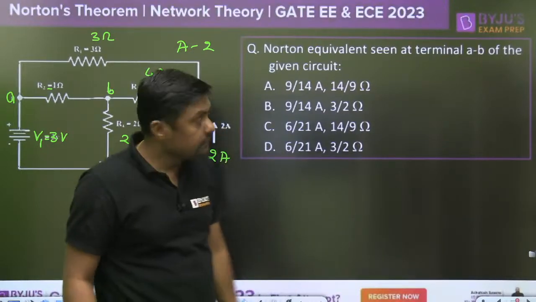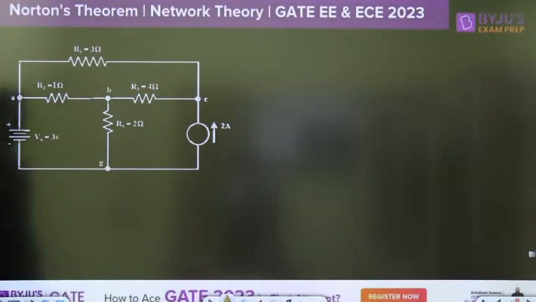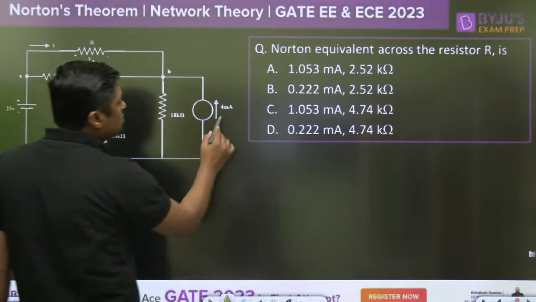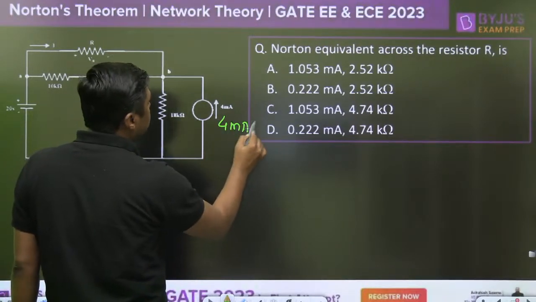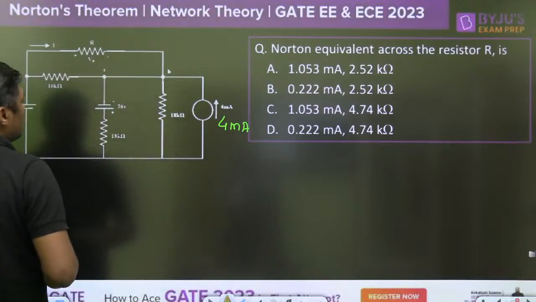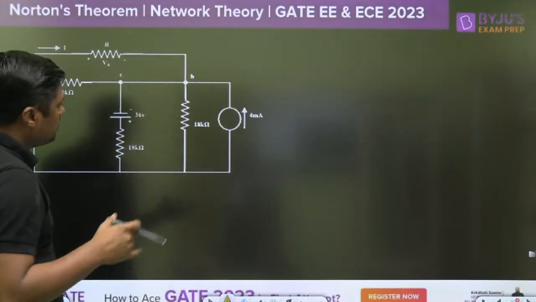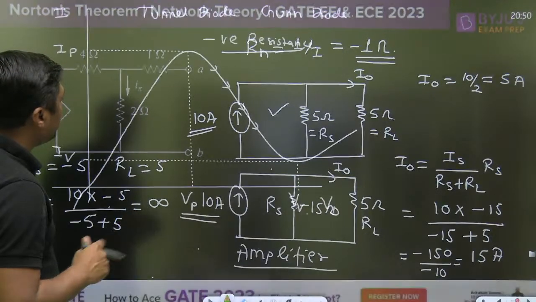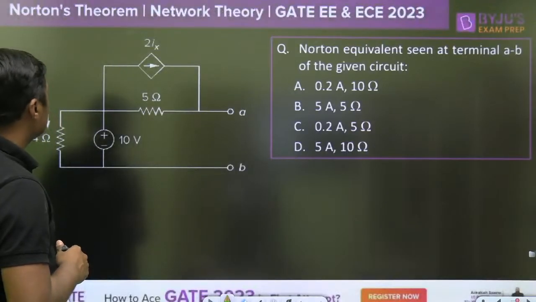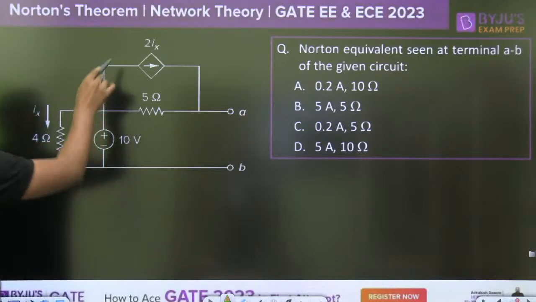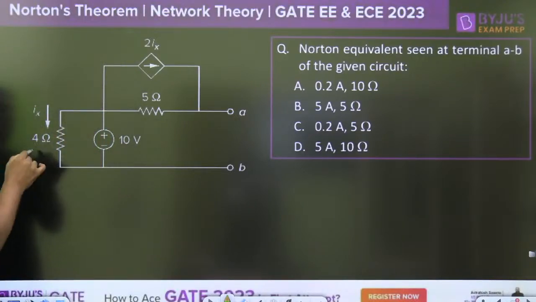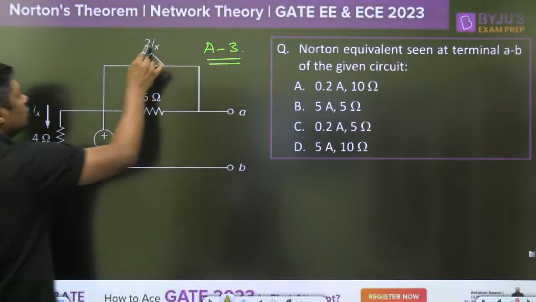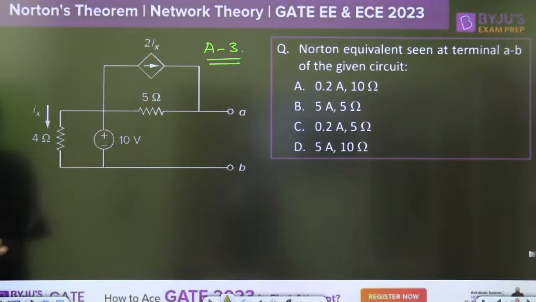Next one. Assignment number 3. That current source is given as 4 milliampere. Simply leave it. I will upload this question on my Telegram channel. This is a very important question on dependent source: 2ix, 4ix. This is the assignment number 3. 2ix, 5 ohm, 10 volt, 4 ohm. Try to solve this question.